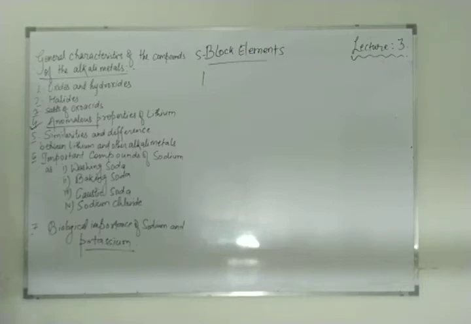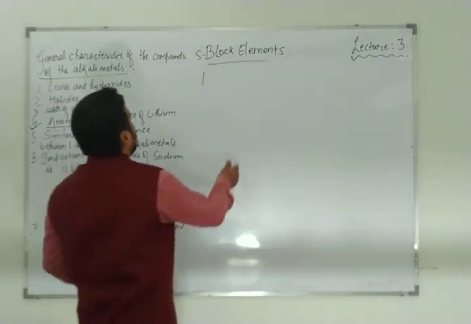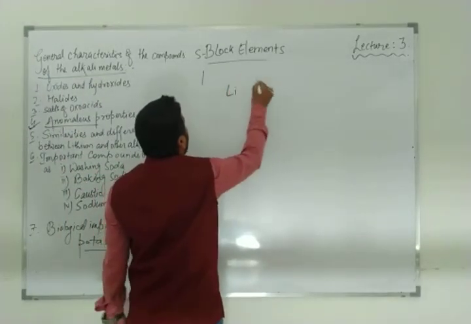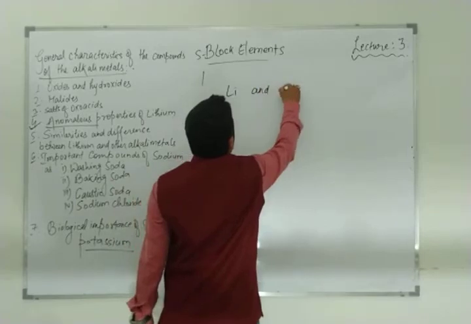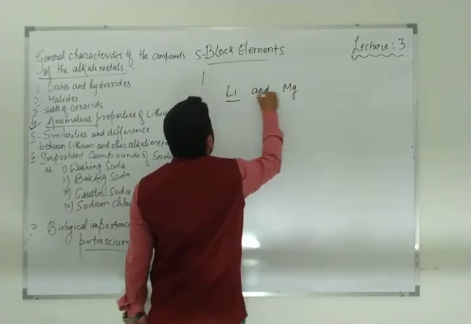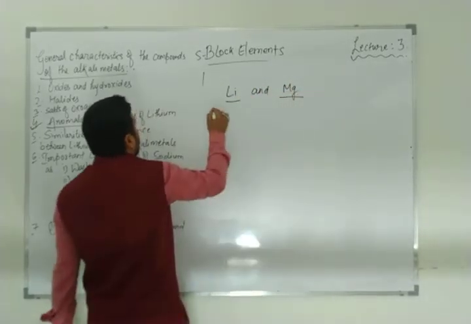Atomic radius of lithium is 152 picometer and magnesium 160 picometer. Their ionic radii, lithium plus is 76 and magnesium 2 plus is 72. Both lithium and magnesium are harder and lighter than other elements in the respective group. Means this is from alkali and this is from alkaline earth metals.